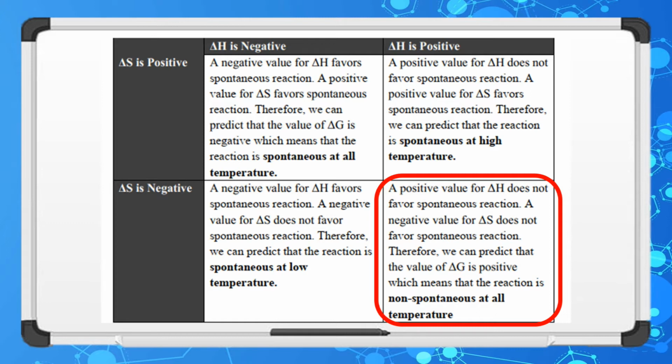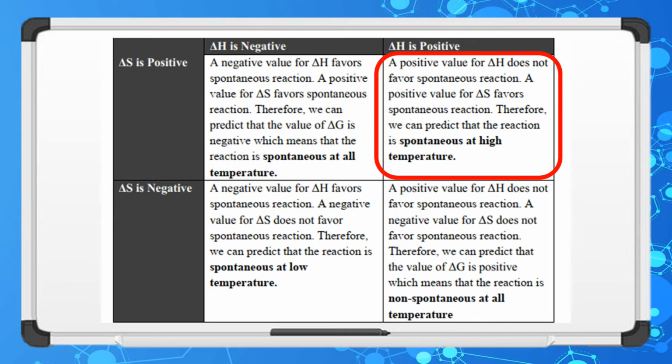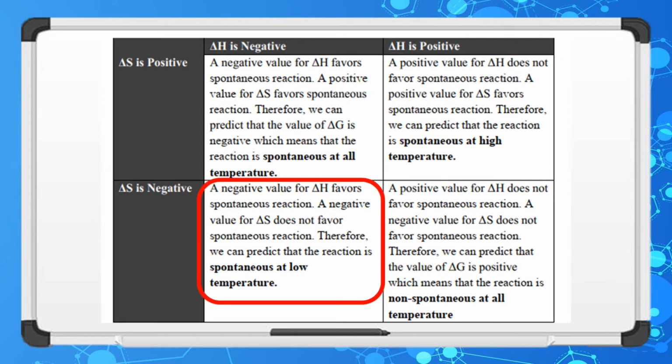When both values are positive, a spontaneous reaction can only occur at high temperatures, because this is the only way T times delta S will remain higher than delta H, such that delta G will be negative and the reaction will be spontaneous. Similarly, when both delta S and delta H are negative, temperature must remain low for spontaneity because, in this case, delta H must be higher than T delta S, so delta G can be negative for a spontaneous reaction.